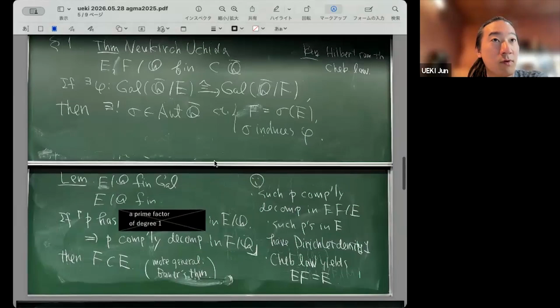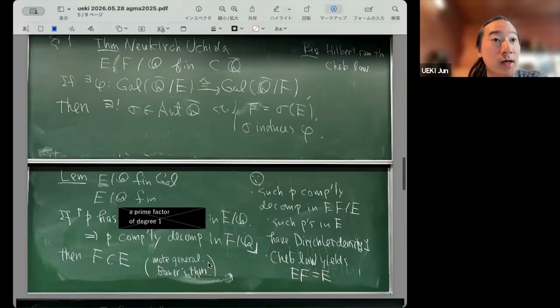And it is a typical step in the proof of the Neukirch-Uchida theorem. And we have a more general theorem called Bauer's theorem, and probably we can formulate that also.